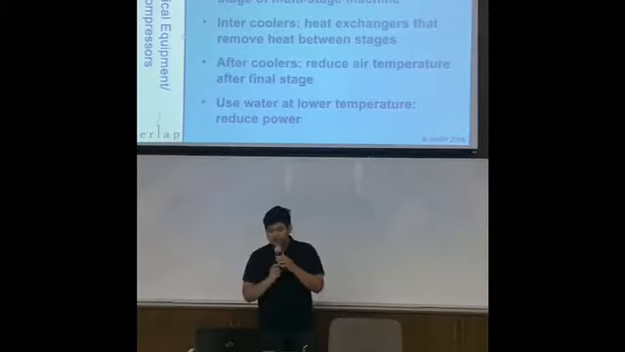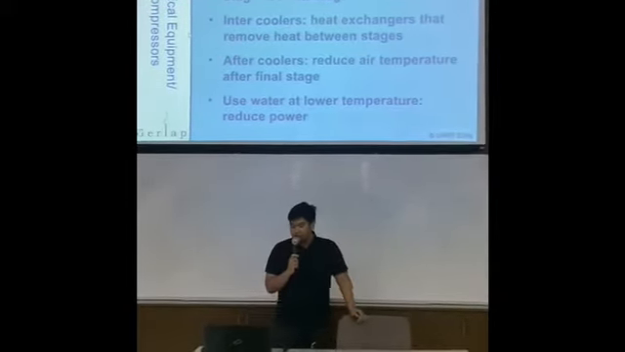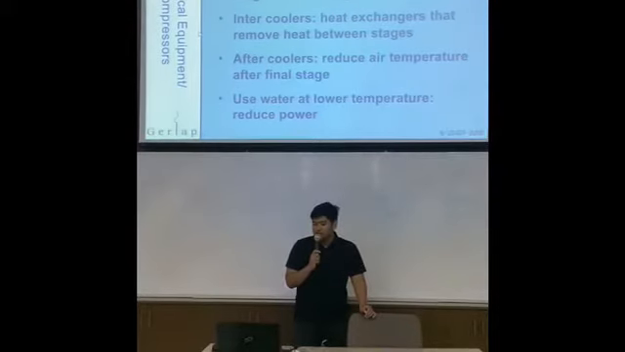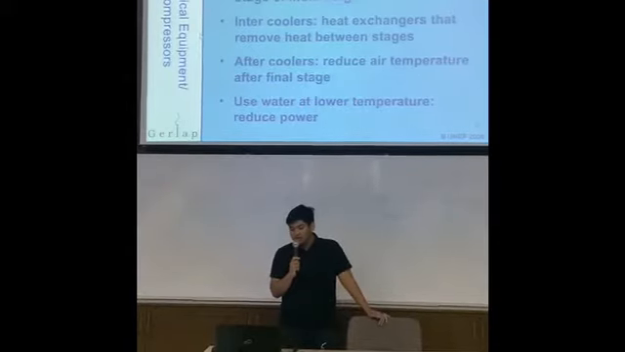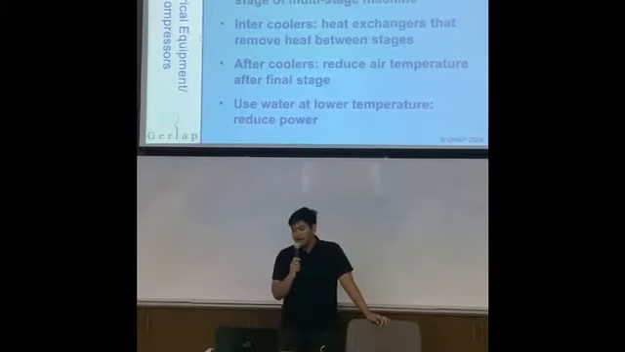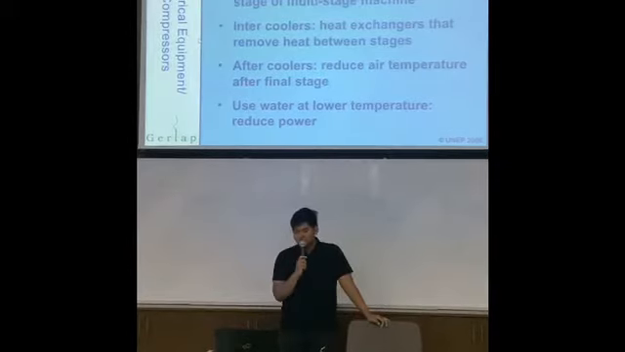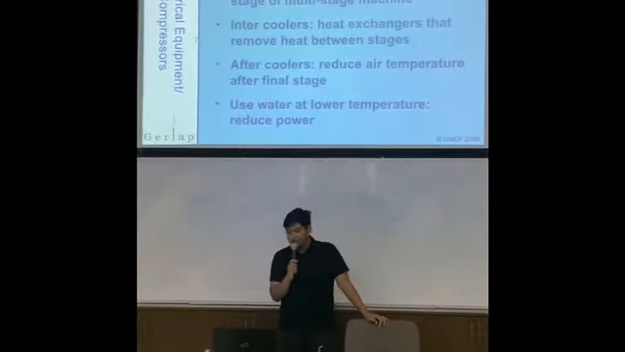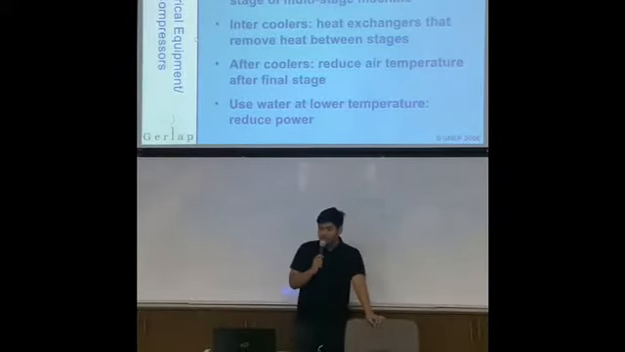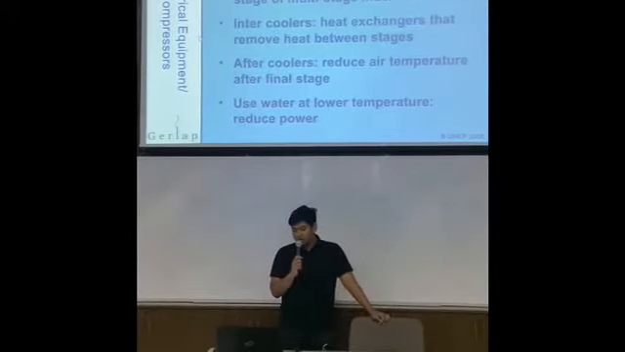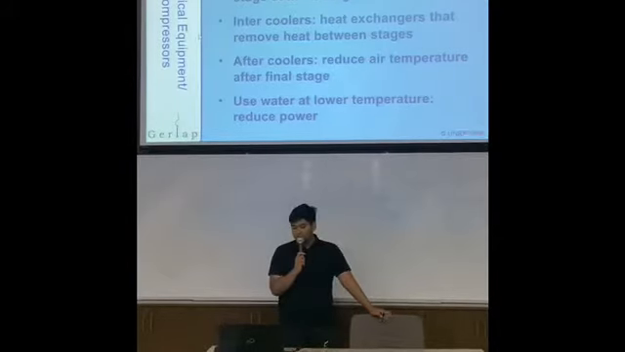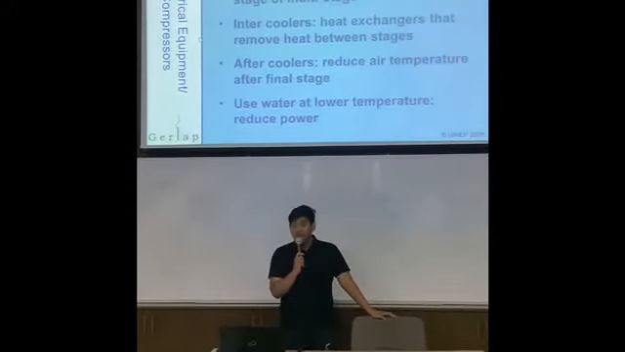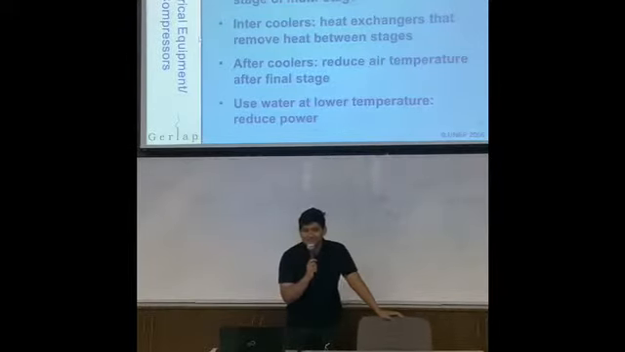The last one is to use inter and after coolers. Inlet air temperature rises at each stage of a multi-stage machine. What is an intercooler? An intercooler is a heat exchanger that removes heat between stages. And what is an aftercooler? An aftercooler reduces air temperature after the final stage. And lastly, using water at a lower temperature will result in reduced power. So that's all of energy efficiency opportunity. Thank you.